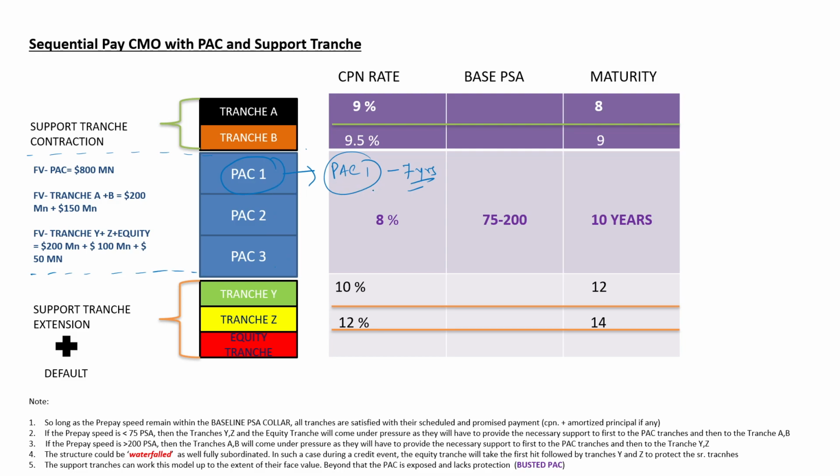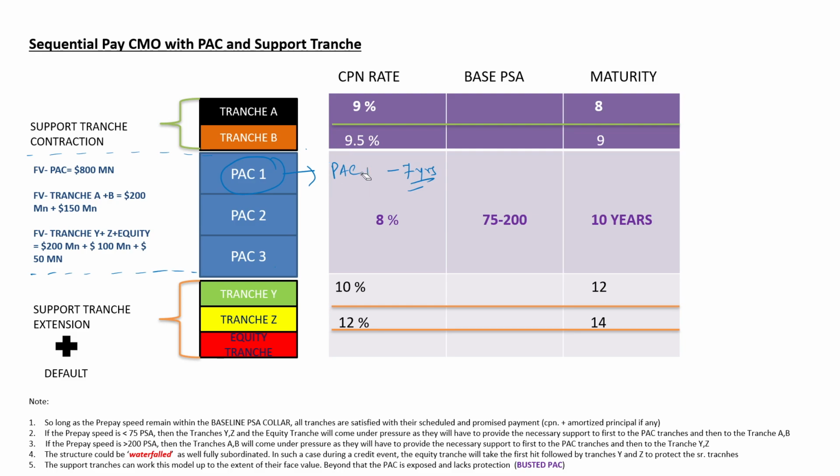So that is how PAC 1 enjoys the ultimate protection at the structural level, both from the tranches that are subordinate to it, as well as within the PAC collar, from the sub tranches that are subordinate to it. Coming back to the subordinate tranches, tranche A and tranche B are designed to protect this PAC collar against any sort of contraction risk. And as we know, contraction happens when the prepay speed exceeds a threshold level.